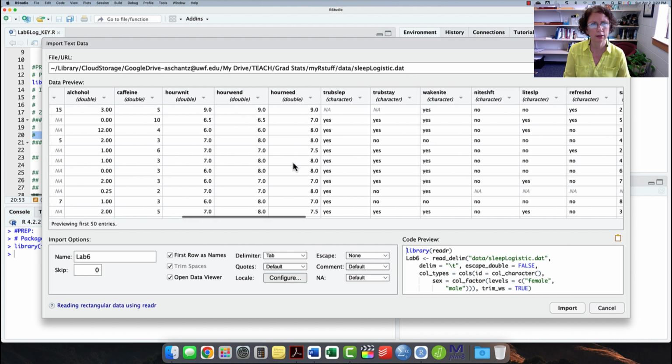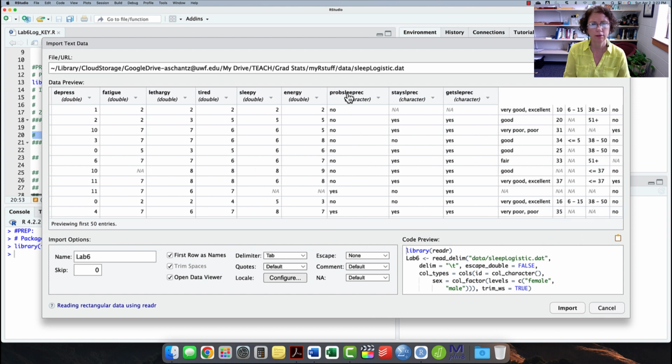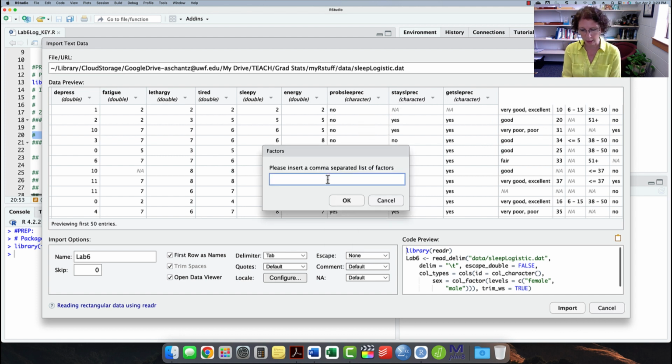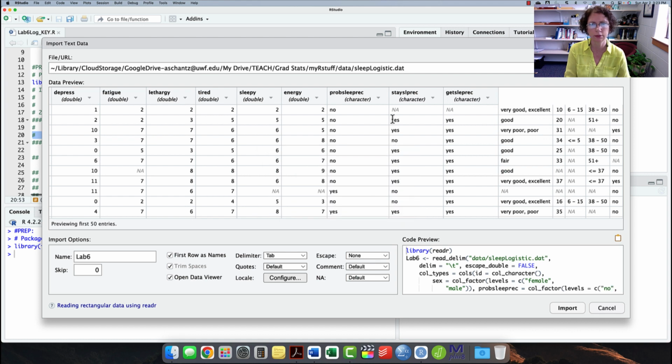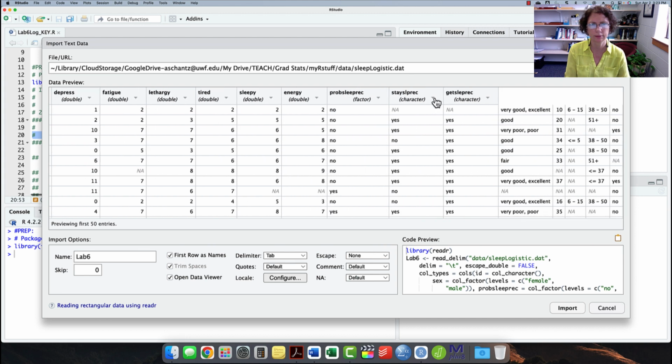And then the other categorical variables are at the end of this. We have those who indicated having a problem with sleep, those who indicated that they have a problem staying asleep, and those who indicated having a problem getting to sleep. So each of these need to be turned into factors, and I want no coded 0, so I'm going to list it first in this dialog box. I have to let it update, and then I scroll back to the end again to get the next one.